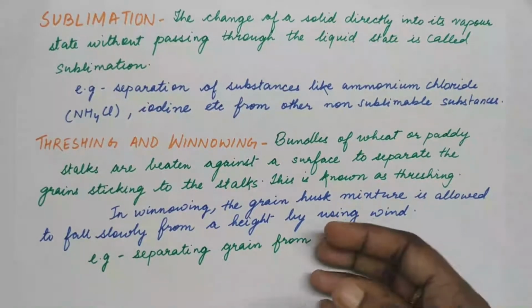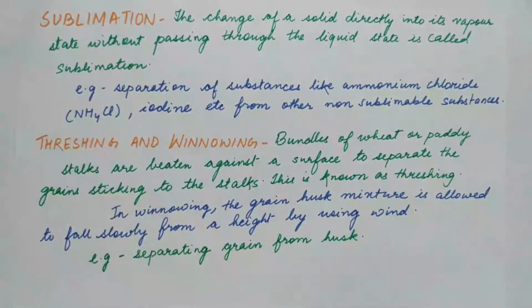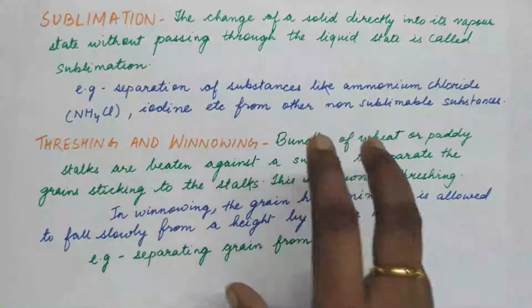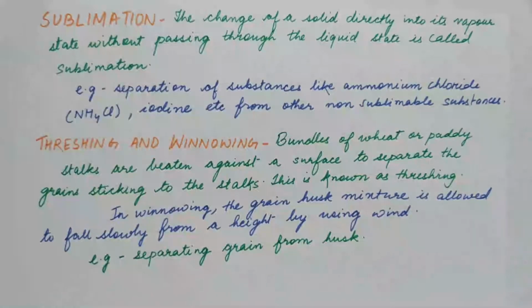Like for example, you have common salt and ammonium chloride. Common salt, or sodium chloride, does not sublime. So you can separate ammonium chloride from the mixture of ammonium chloride and sodium chloride by the method of sublimation.